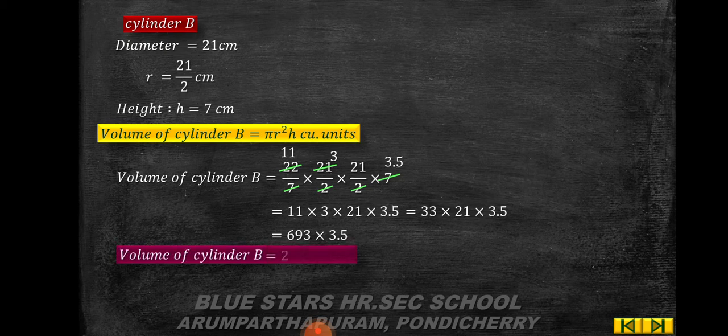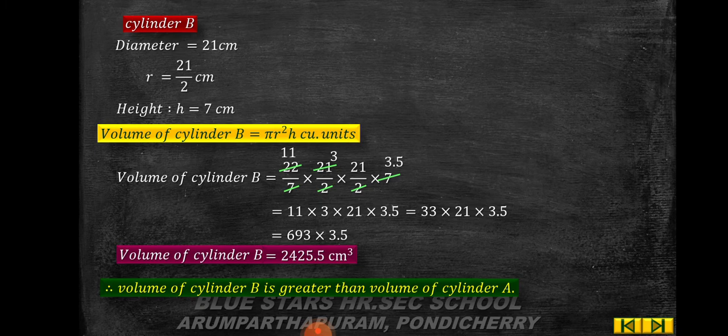So volume of cylinder B is equal to 2425.5 centimeter cube. Therefore, volume of cylinder B is greater than volume of cylinder A.